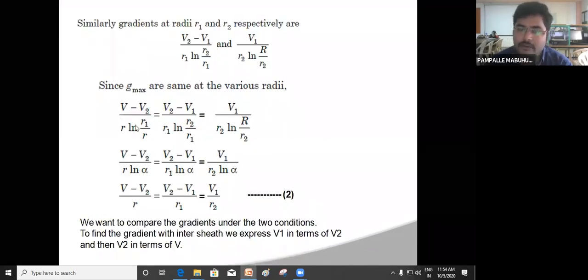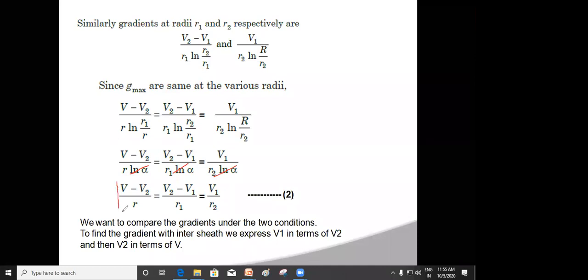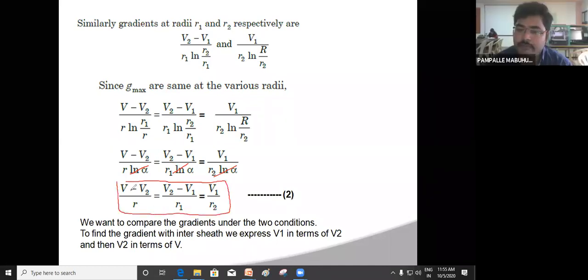So here, if you write alpha for these ratios, this equation can be written as V minus V2 by small r into ln alpha. V2 minus V1 by R1 ln, again R2 by R1 is alpha, is equal to V1 by R2 into ln, this value is again alpha. Now in the denominator you have ln alpha, ln alpha, ln alpha, which get cancelled. So the final equation is V minus V2 by r is equal to V2 minus V1 by R1, which is equal to V1 by R2.